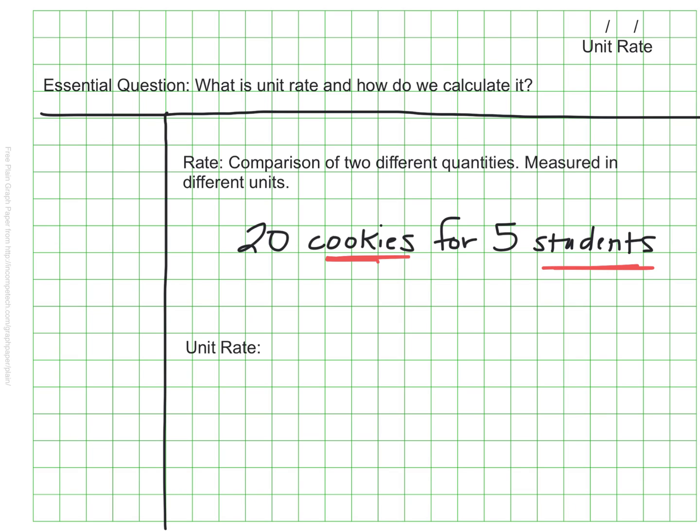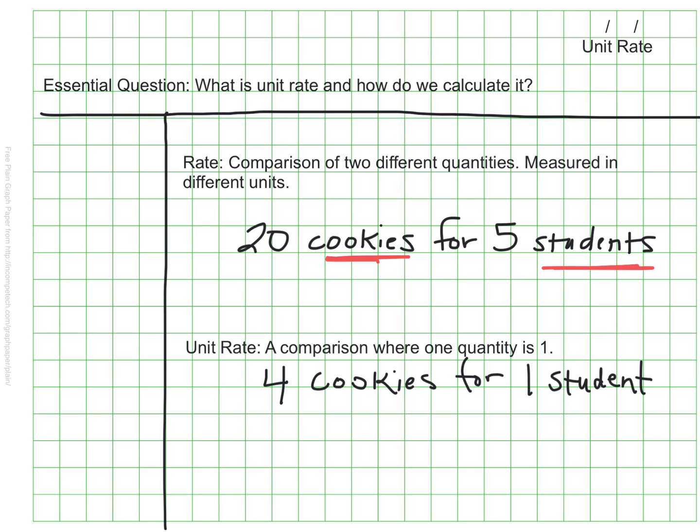A unit rate is a particular type of rate. In a unit rate, we're still comparing two quantities, but in this one, it's a comparison where one of the quantities is the value 1. It has a quantity of 1. So for the cookie example, I can scale the rate of 20 cookies for 5 students down to 4 cookies for 1 student.